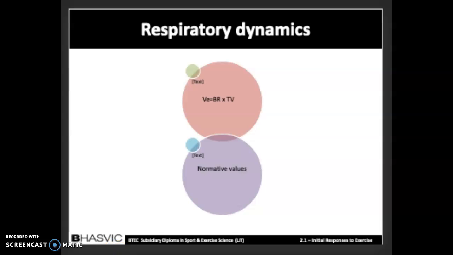At rest, the normative value for ventilation is 6 litres per minute. The breathing rate is around 12 breaths per minute. The tidal volume is about half a litre.